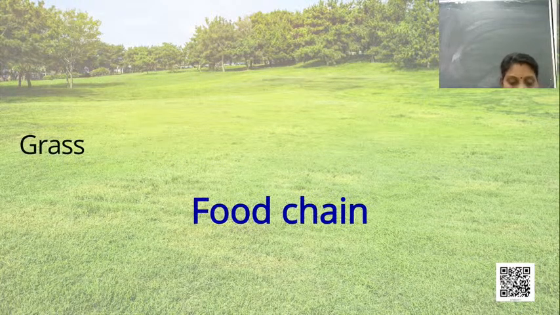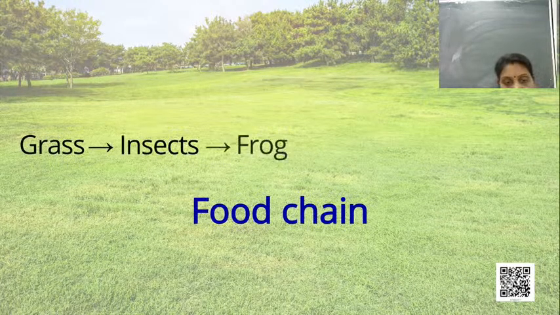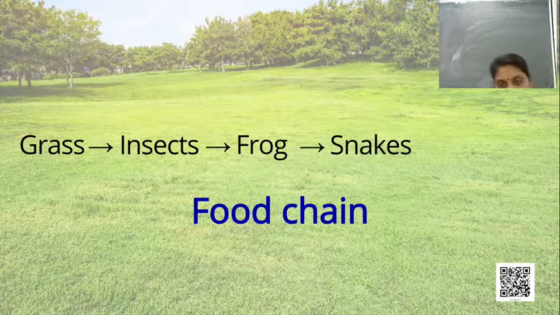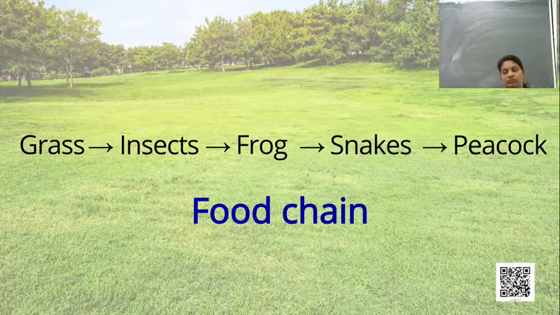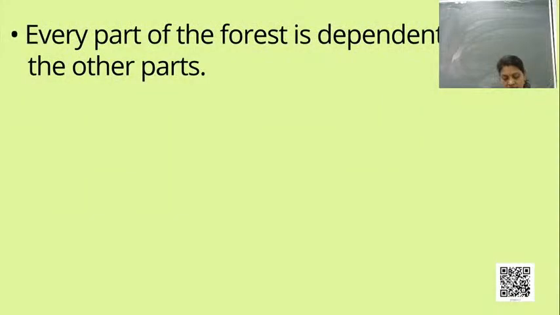First grass, then insect, then frog, then snake, and then finally eagle, or you can take peacock. You can see that many food chains can be found in the forest. All food chains are linked. If any one food chain is disturbed, it affects other food chains. Every part of the forest is dependent on the other parts.